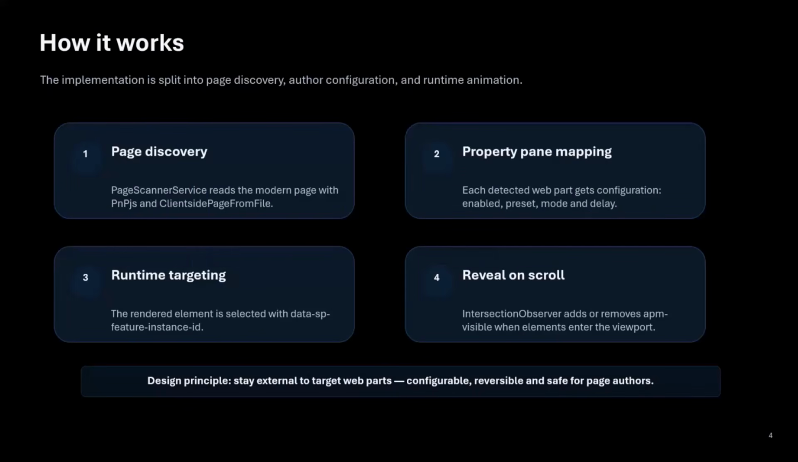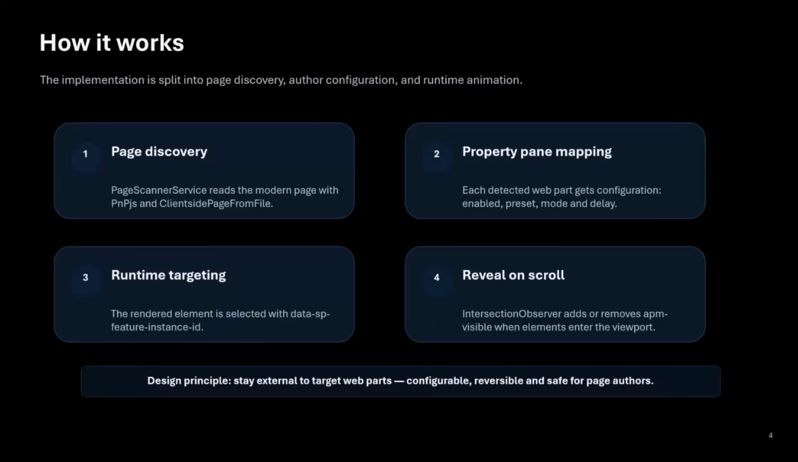Technically, the implementation is split into a few simple responsibilities. First, the web part needs to understand what exists on the current SharePoint page. For that, I use a service called Page Scanner Service. The service loads the current modern page using PnPjs, the client-side page file, and then it reads the page structure: sections, columns, controls. From this page model, the web part extracts a simplified list of available web parts on the page, including information like the web part ID, title, and sections. Based on this list, the property pane is generated dynamically. So each detected web part becomes a configurable item.